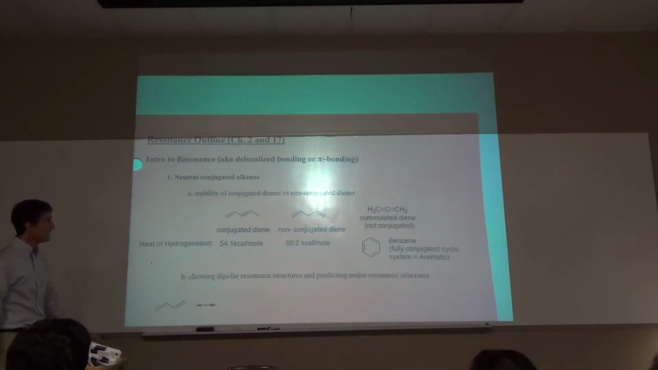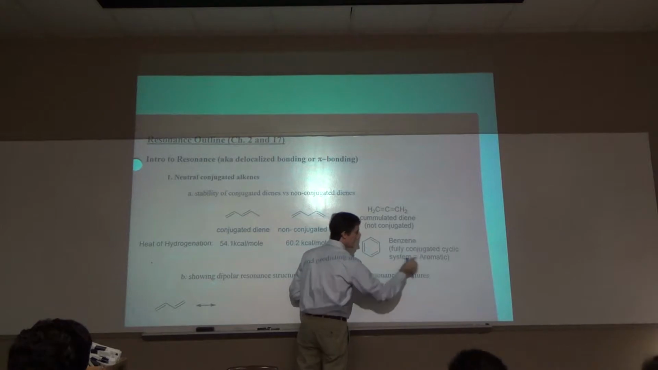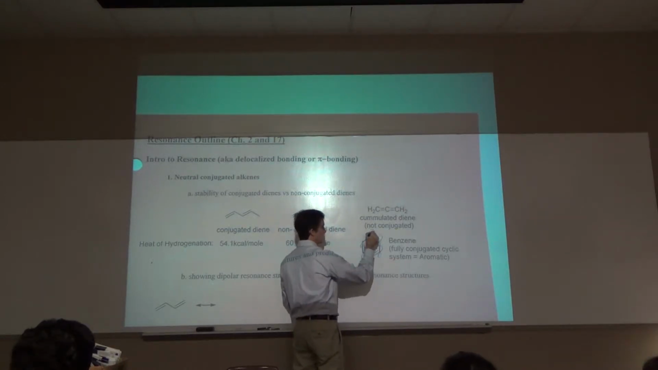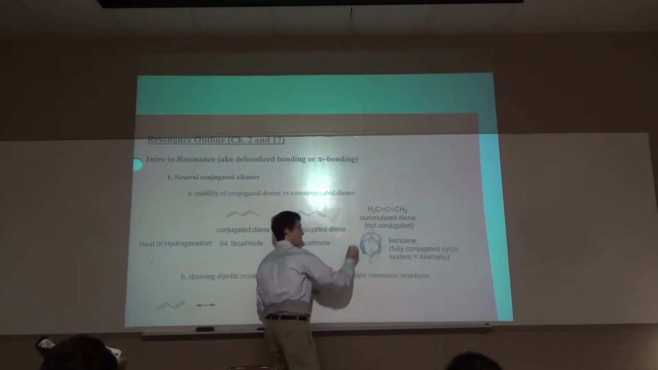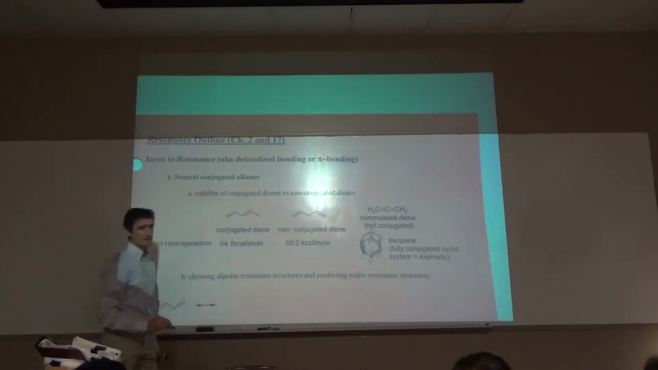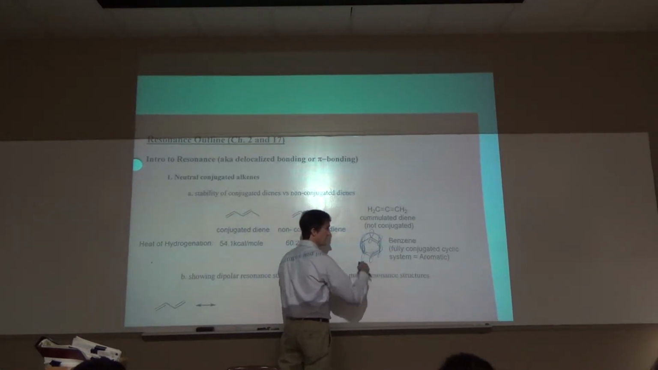Okay, benzene. This is your six-member ring with three pi bonds. It's a fully conjugated cyclic system. That is the definition of aromatic, because each carbon has a p orbital. You can see that from just seeing the pi bonds. One, two, three, four, all the way around are p orbitals. Fully conjugated cyclic system is aromatic. Benzene is the most classical, most common. You'll look at those in more detail in organic too. But you should realize here that it's a fully conjugated system.